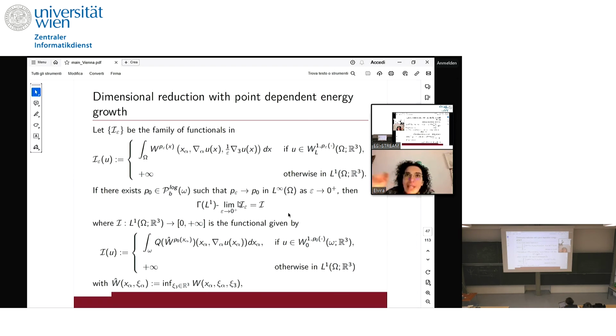L1 strong convergence for the fields u becomes the quasi-convexification of W hat to the power p0, where p0 is nothing but the uniform limit of the p epsilon. This is somehow a stronger assumption, one can say, requiring that p epsilon goes uniformly to p0. But if one considers the model and thinks that p epsilon is nothing but a rescaling of a certain p, and one requires that p is regular enough, let's say of log type, then it naturally goes to p0, which is nothing but p at (x alpha, 0).